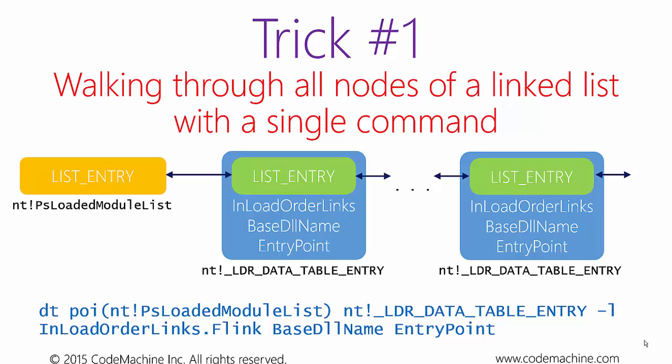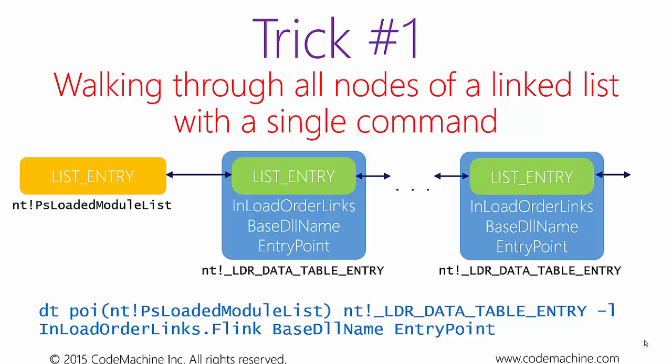A typical usage of the list entry structure is to encapsulate it in a larger structure or a container structure, and then use it to link multiple container structures together to form the list. In this example we're going to look at, we want to display the list of all the kernel modules that are loaded on the system.